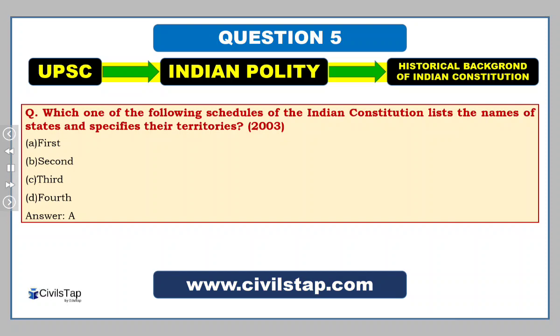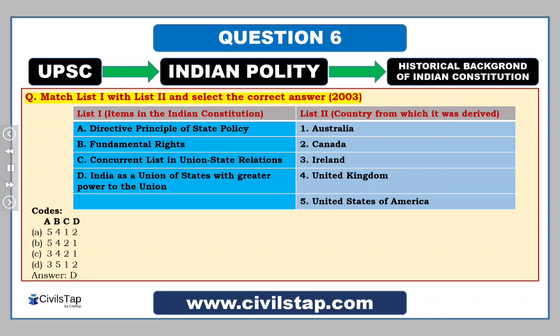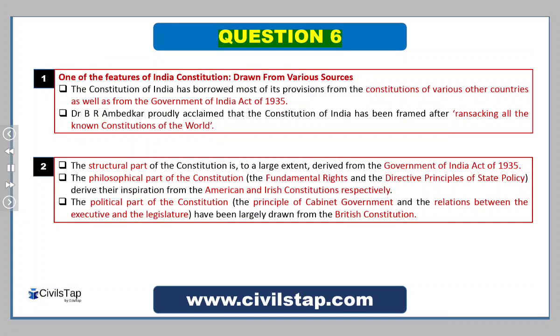Question 5. UPSC Indian Polity, Indian Constitution. Q. Match List 1 with List 2 and select the correct answer. 2003. List 1, items in the Indian Constitution. List 2, country from which it was derived. A. Directive Principles of State Policy, 1. Australia. B. Fundamental Rights, 2. Canada. C. Concurrent List in Union-State Relations, 3. Ireland. D. India as a union of states with greater power to the Union, 4. United Kingdom. 5. United States of America. Codes, A, B, C, D. A. 5412, B. 5421, C. 3421, D. 3512. Answer, D.